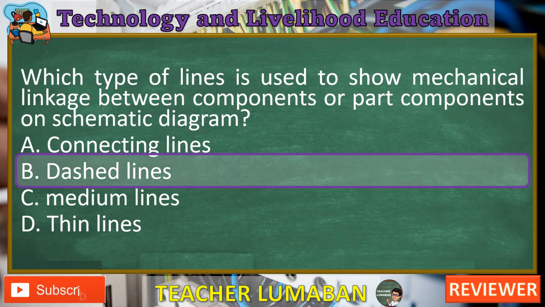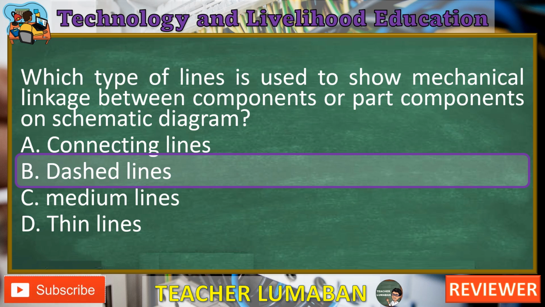Dashed lines. Explanation. In schematic diagrams, different types of lines are used to represent various types of connections and relationships between components. Specifically, A. Connecting lines. These are usually solid lines used to show electrical connections between components. B. Dashed lines. These are used to indicate mechanical linkages or non-electrical relationships between components. This type of line often represents parts that move together or have a mechanical relationship.